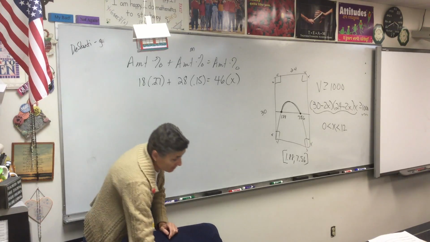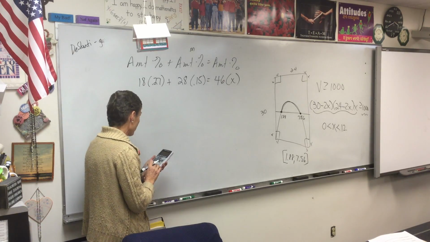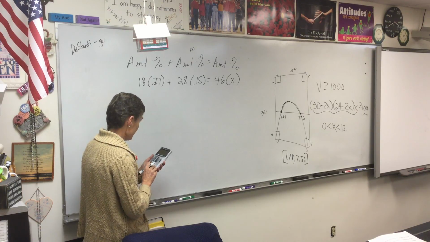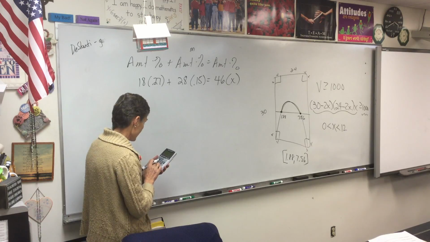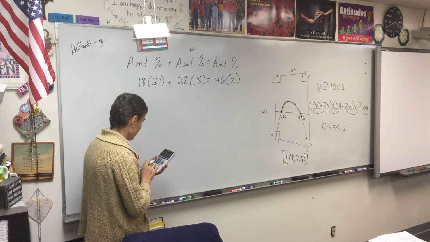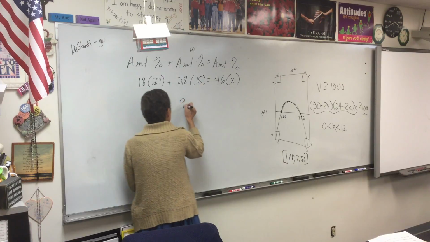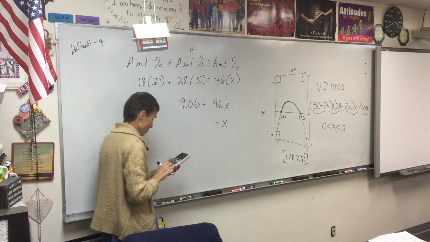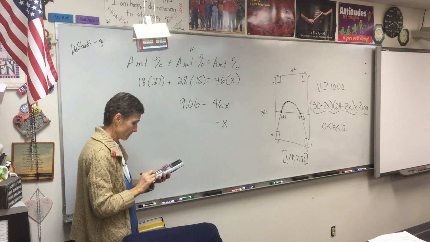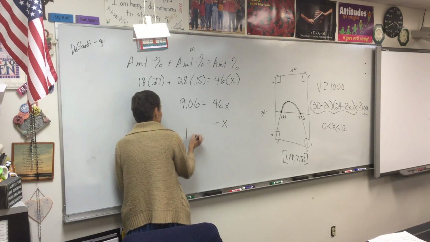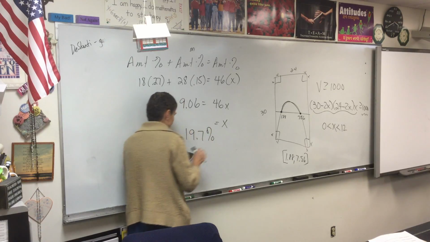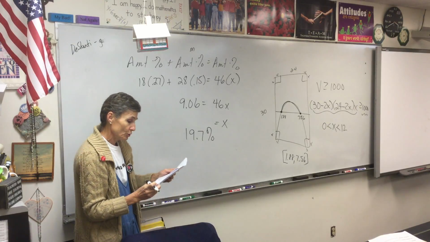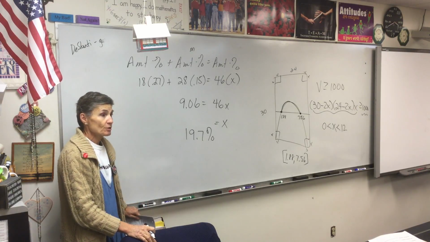So it's exactly the same kind of problem, but our variable's in a different spot than usual. So 18 times 0.27 plus 28 times 0.15. So this is 9.06 equals 46x. So x equals about 19.7%. It says what is the percentage? So I'll change my decimal to a percentage.